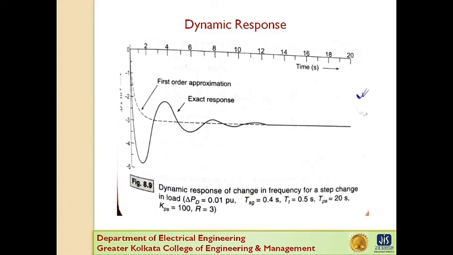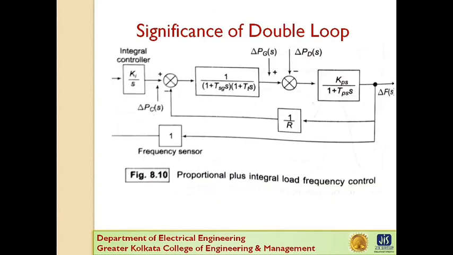For the purposes of developing a suitable control strategy, a control area can be reduced to a single speed governor, turbo generator and load system. All the control strategies discussed till now are therefore applicable to an independent control area. Next we discuss the significance of the double loop.